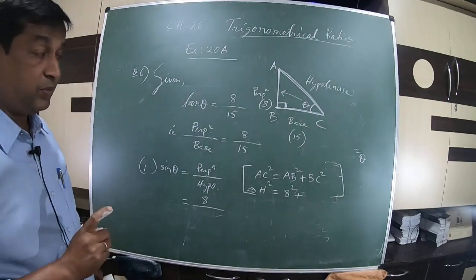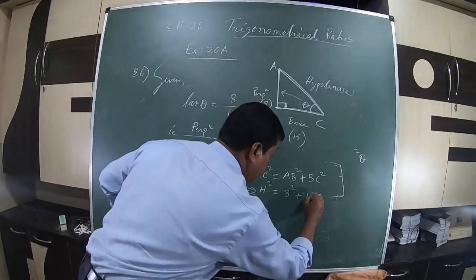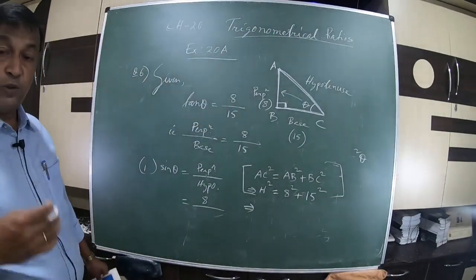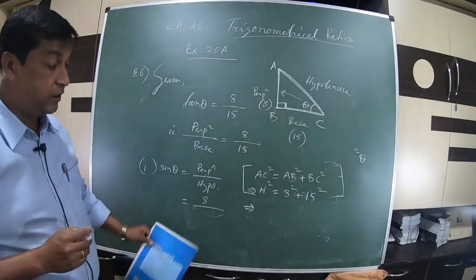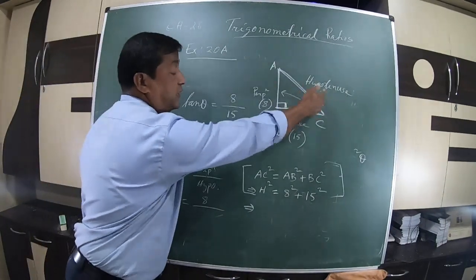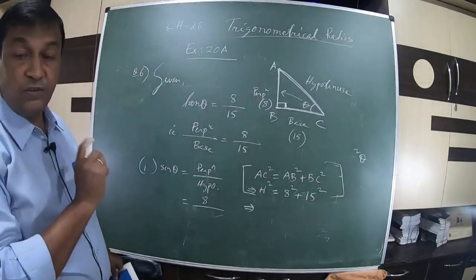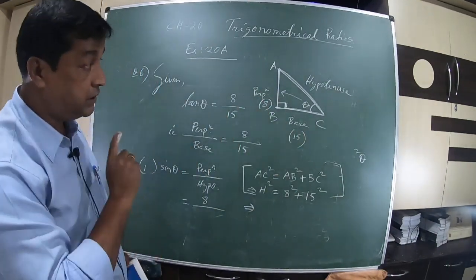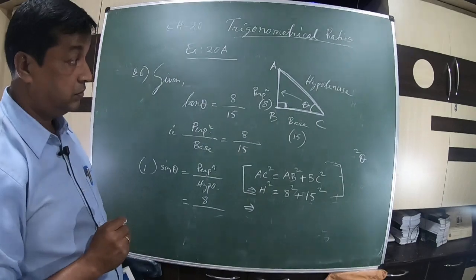Now base is how much? 15. 15 square. For what are we doing this? Actually to find out the hypotenuse, because it is missing here. Hypotenuse is not given in the diagram. You see in the diagram, it's not given. Is not that? Only the perpendicular and the base are given. Hypotenuse is not given. Can you understand?